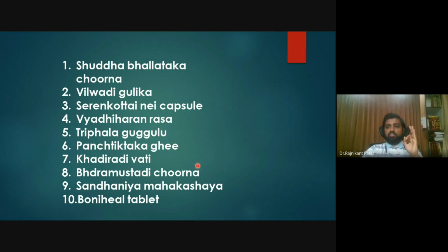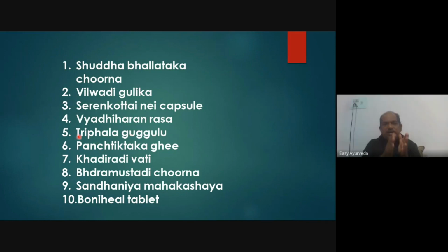Once the Pitta has come down and there is no bleeding, everything is confirmed, then only I use Bhallataka. Vyadhiharan and Vilvadi are also the same, but we can use them if the condition requires and the patient needs, then we can give.